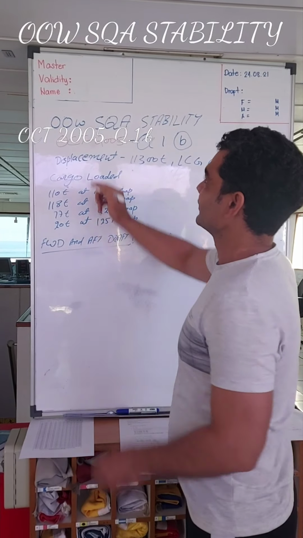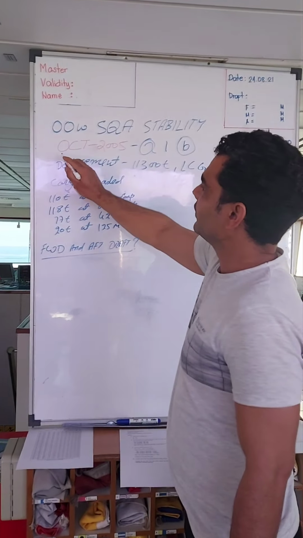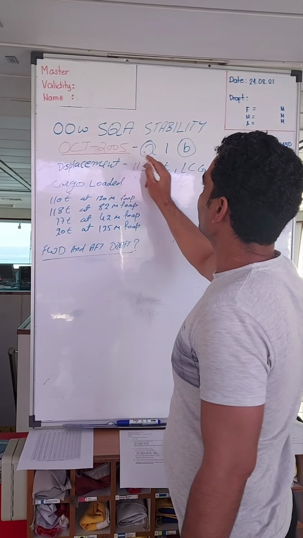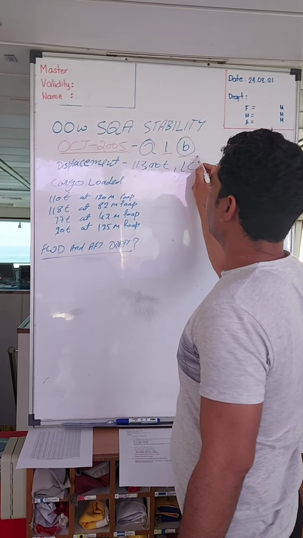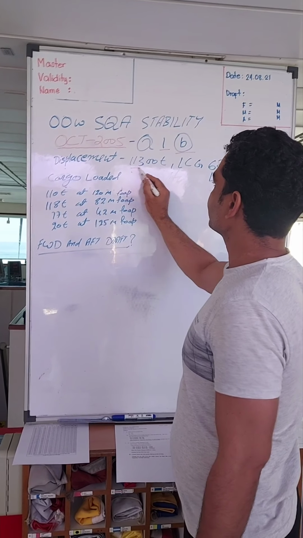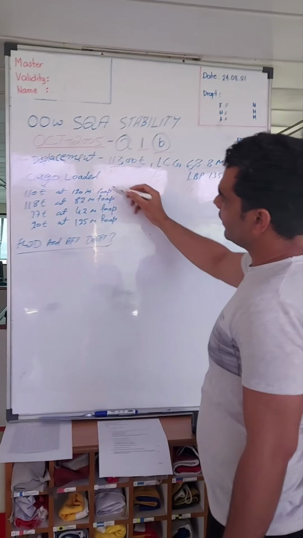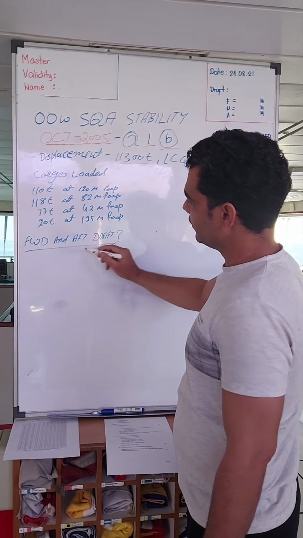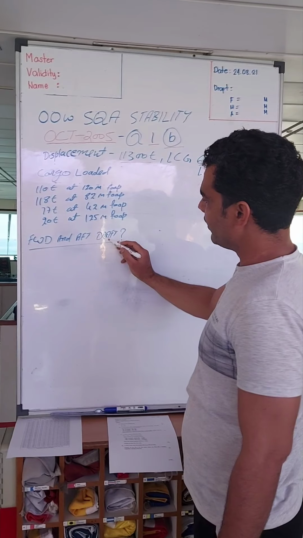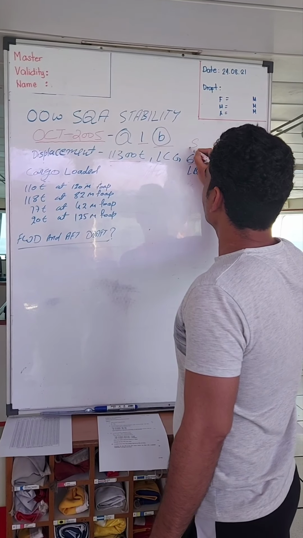Okay, sir. OW SQA Stability Question, October 2005, Question 1, Part A. Vessel displacement, LCG given, LBP, and this cargo loaded. We need to find forward and aft draft. Vessel in salt water.